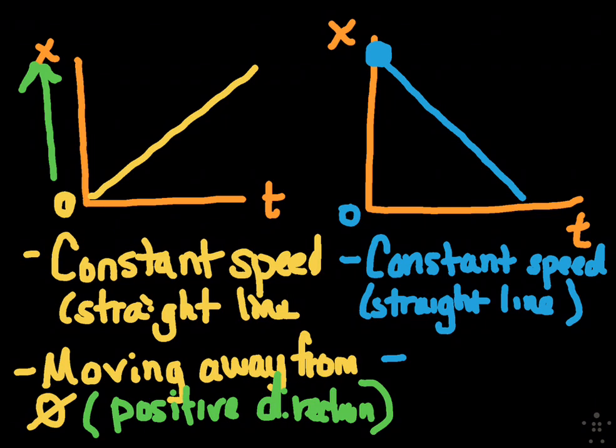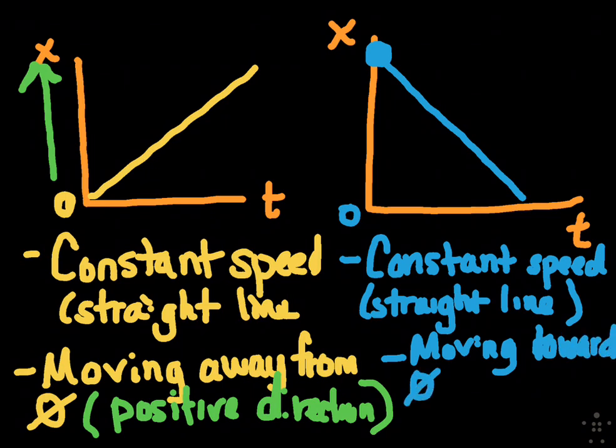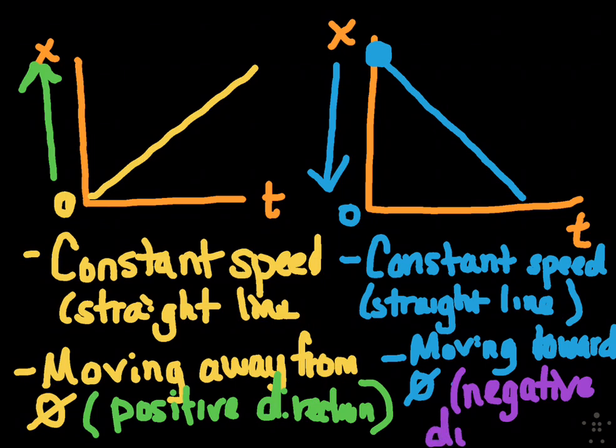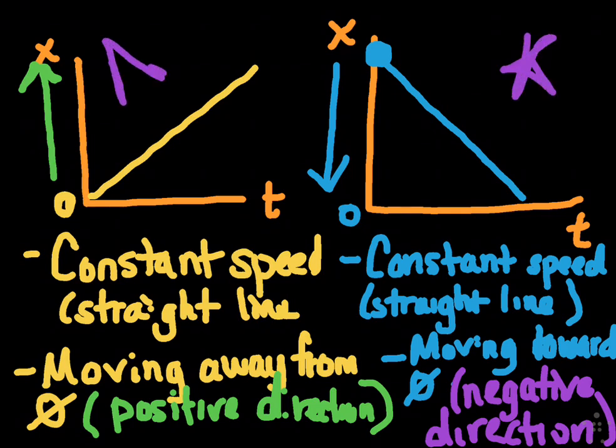So what that means is that this object is actually moving toward 0, or basically moving in the opposite direction of the other object. So if it's the opposite direction, as you can see, as the object travels, its position is decreasing or moving in the negative direction. So we can go ahead and add that. And that is something that we are going to be studying in this section. We want to be able to identify things that move in the negative direction versus things that move in the positive direction.